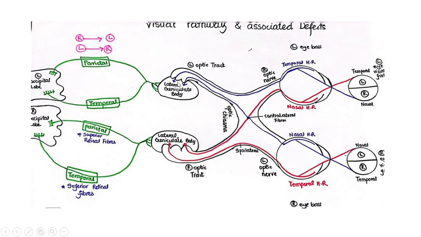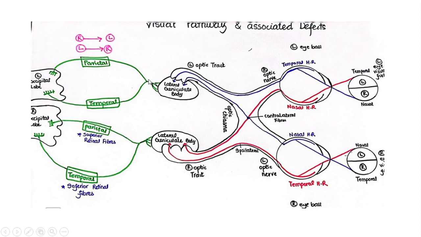What will happen next? From both lateral geniculate bodies, of the right and the left sides, there will be fibers which will come out, and these fibers are collectively called the optic radiation. This is the right optic radiation, and this is the left optic radiation, as it is on the left side.